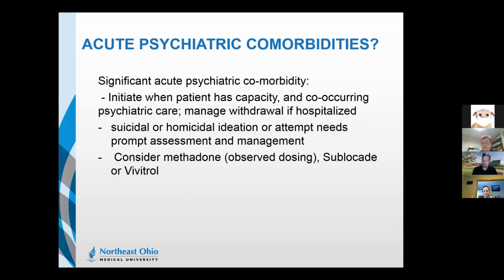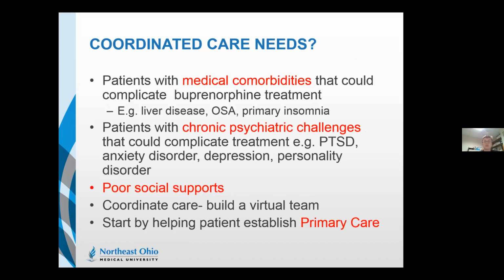Psychiatric comorbidities, most of us don't have integrated care, so I'm always trying to make sure that that person has a psychiatrist and that I'm communicating with that person when I need to, and then considering those longer acting, less frequently administered options, Sublocade and Vivitrol, for those patients. Coordinating care is really helpful, and a key to this sometimes can just be a primary care provider.